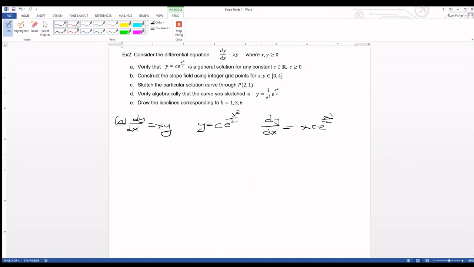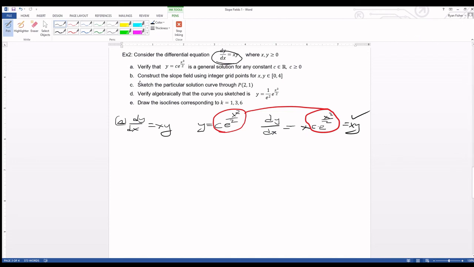Note that y is equal to c times e to the x squared over 2, which, what do you know, we have right here. So note that this is equal to x times y, which is exactly what we wanted. So we've shown that this, in fact, is a general solution for some constant to be determined.